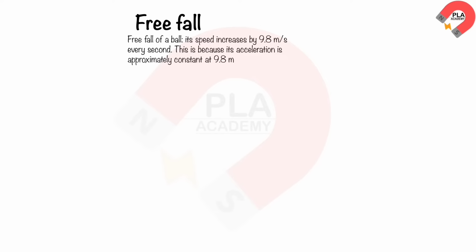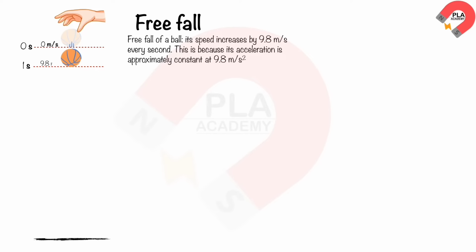When a ball is moving in free fall, its speed increases by 9.8 meters per second every second. This is because its acceleration is approximately constant at 9.8 meters per second squared. If a ball is dropped at rest, its initial speed is 0 and its acceleration is 9.8 meters per second squared. After 1 second, the ball has descended and its speed increases from 0 to 9.8 meters per second.